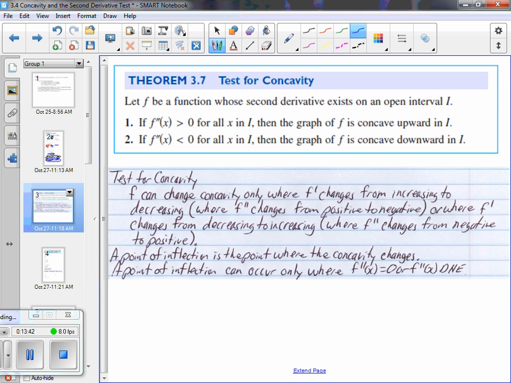Only if the graph is not drawn in a good window for you, okay? Otherwise, yeah, you can tell by looking. You can tell by looking.